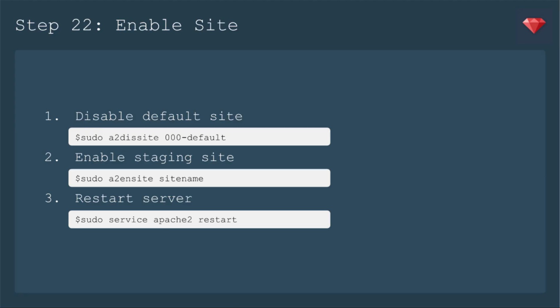So now you need to enable the site. We disable the default site because it's a new server. The default will be on. You're going to enable that site name, and then you're going to restart your Apache server.